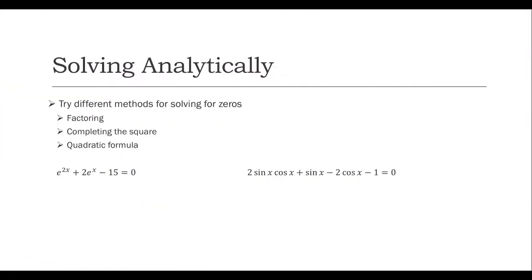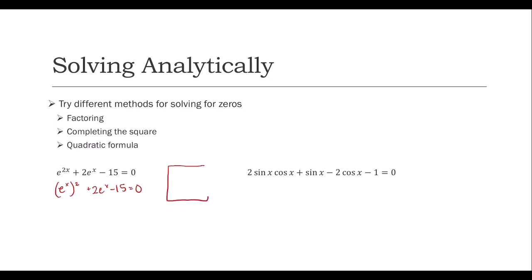Next, we can solve equations analytically. So there are different methods for solving for the zeros. You can try factoring, completing the square, or the quadratic formula. So this first equation is e to the 2x plus 2e to the x minus 15 equals 0. So we can write this as a quadratic equation where instead of x, we have e to the x. So this is e to the x squared plus 2 times e to the x minus 15 equals 0.